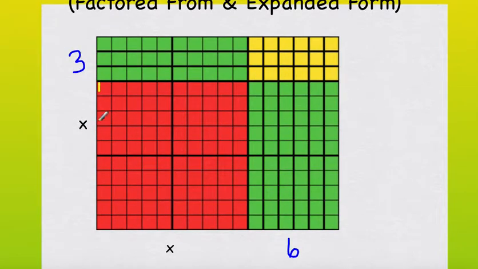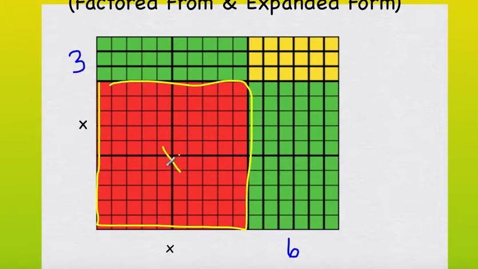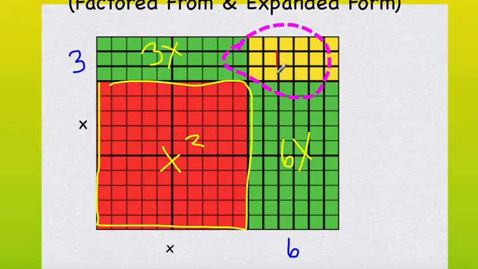We know the area of this square right here is just going to give us x squared. Using that same idea, the area of this smaller green rectangle is going to be 3x, because we have our length here and our width, which is x, right here. Similarly, for the bigger green rectangle with a length of 6, it's going to be 6x. And if we look at our yellow squares, this is going to be 3 times 6, or 18.